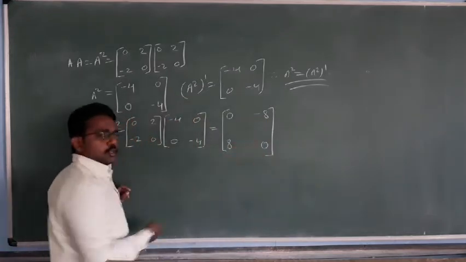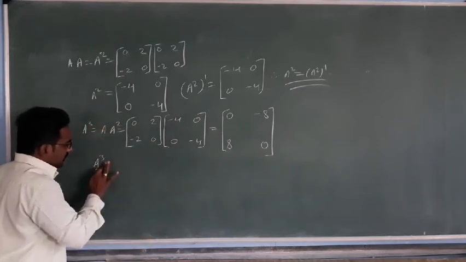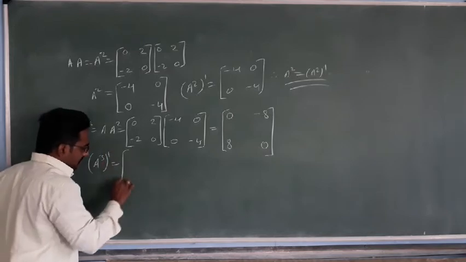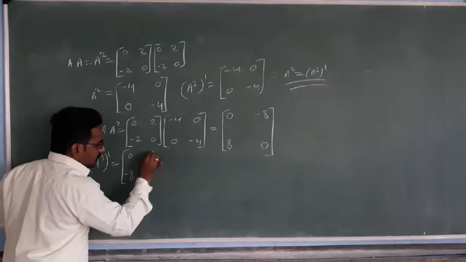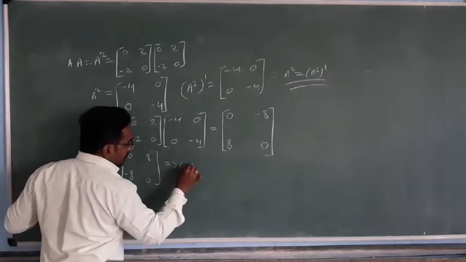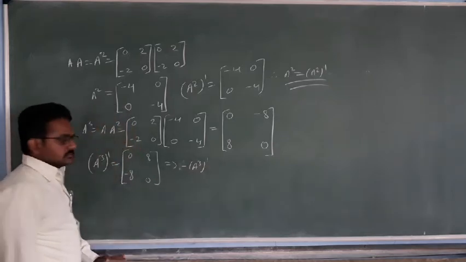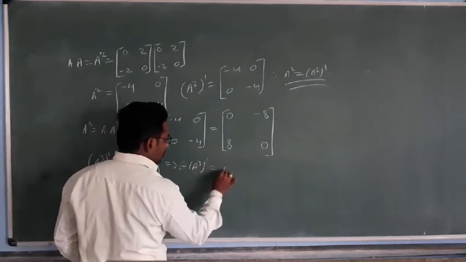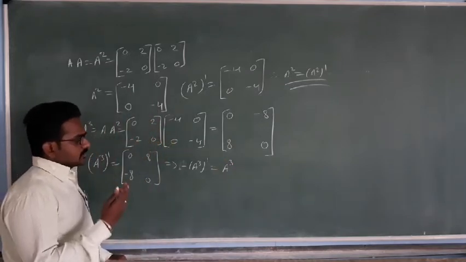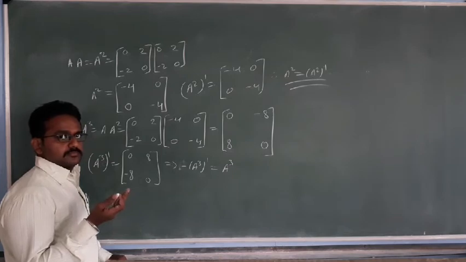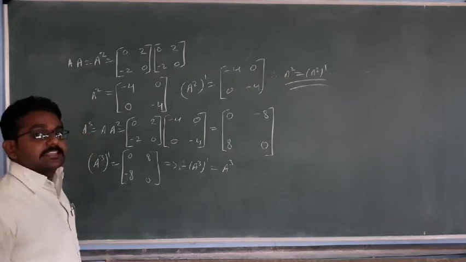So, it is A cube. A cube transpose, if I apply that, I will get 0, minus 8, 8, 0. So it is nothing but minus A cube. That is, A cube dash equals minus A cube. So the power is odd here, therefore A cube is skew symmetric.